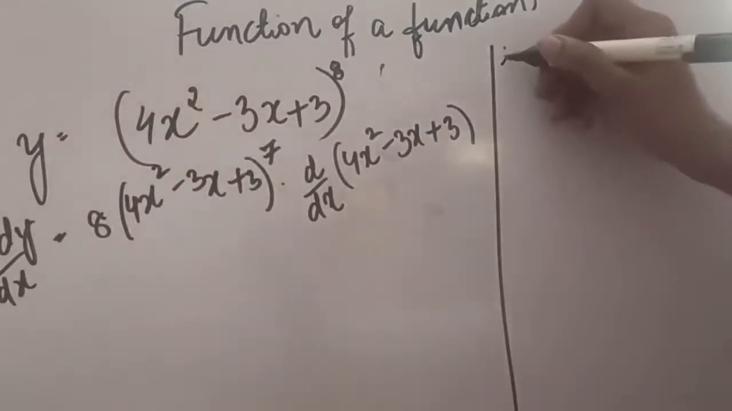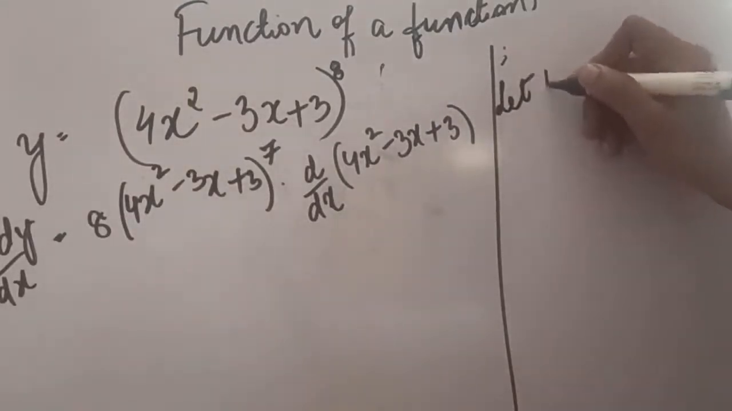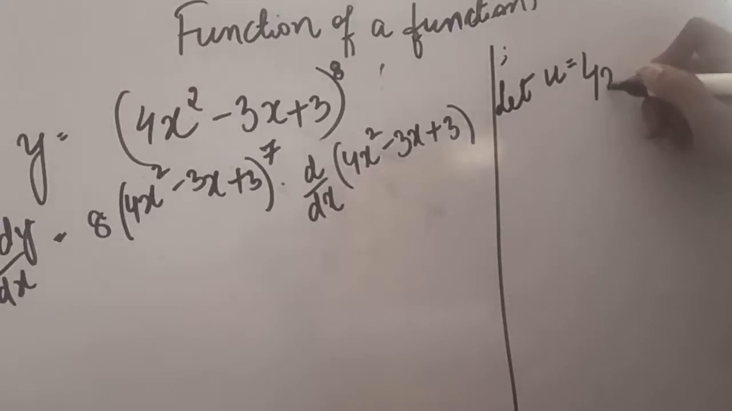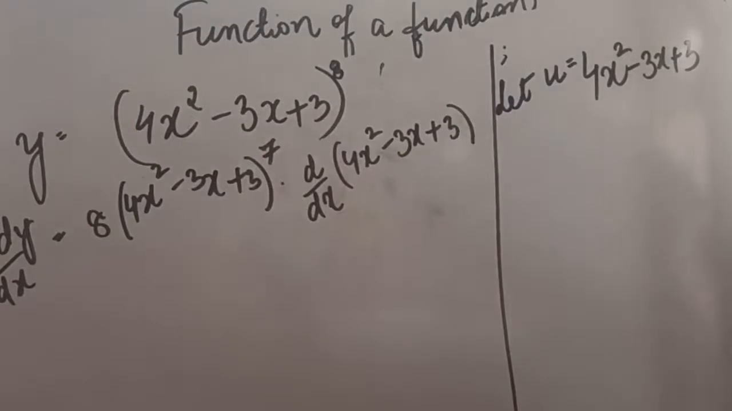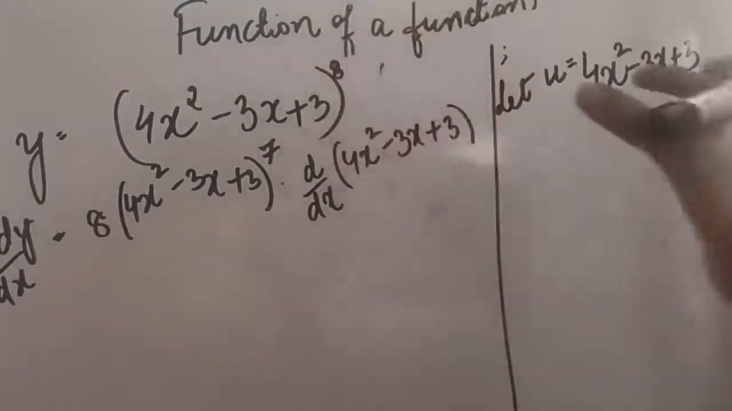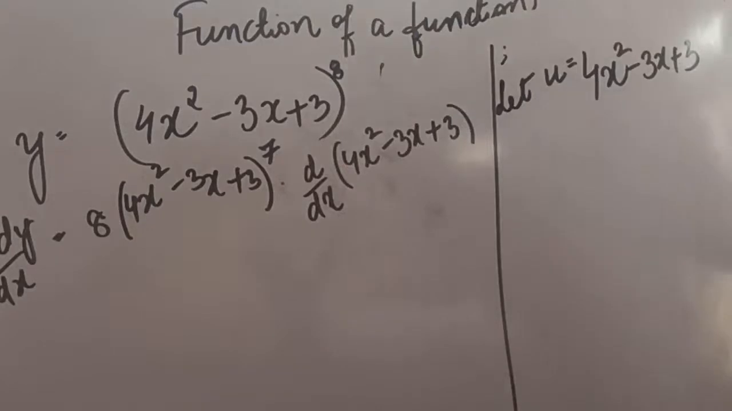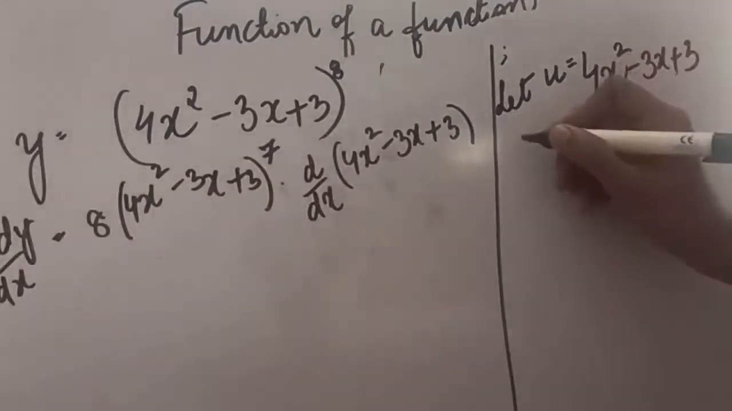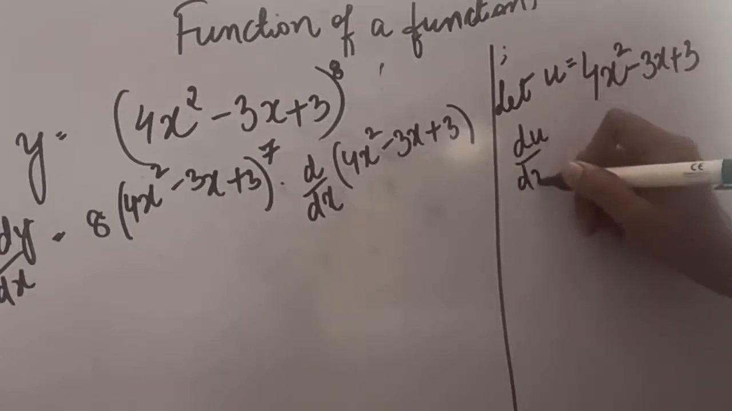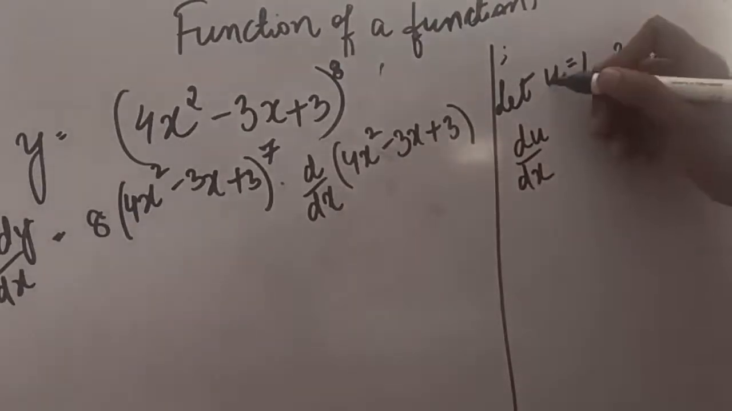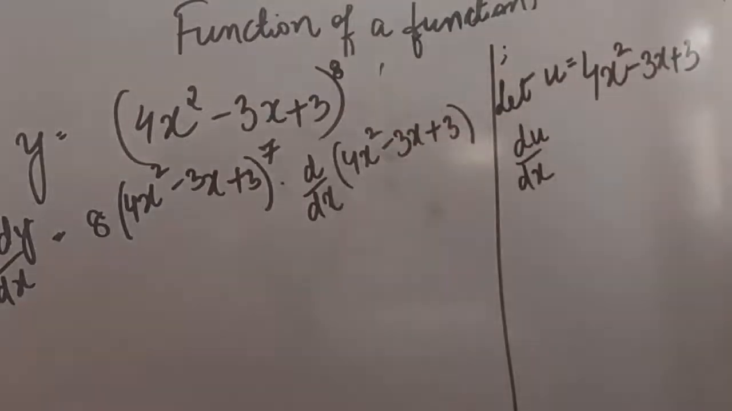Now what you have to do in the chain rule: let u equal 4x square minus 3x plus 3. Whatever is internal given to you, or whatever you can say is quite simple, you can assume that to be equal to u. So every time you will have to just take one entire element and put that equal to u. Now if I want to take the derivative of u, on the right hand side there is x, it will be d upon dx of u. Because here instead of y, it is now u there.